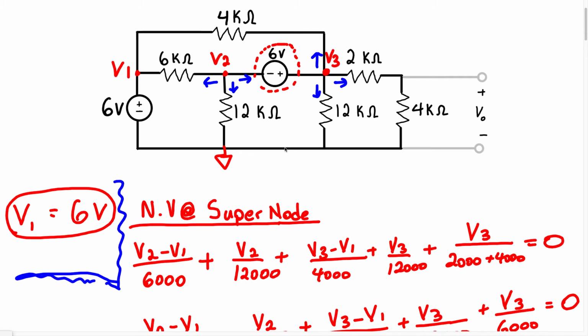Because we had a supernode, we must have a constraint equation. So the constraint equation is going to be between those two essential nodes that had the voltage source between them, which is going to be node 2 and node 3. Now, according to the polarity of this voltage source, because the positive terminal is closer to node 3, we're going to say that node 3 has a higher potential. So node 3 has a higher voltage than node 2.